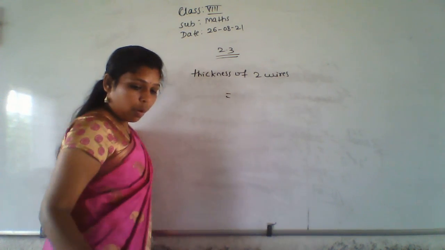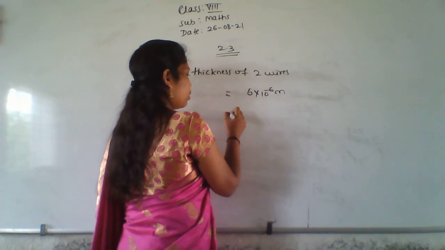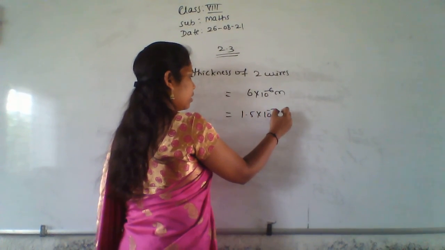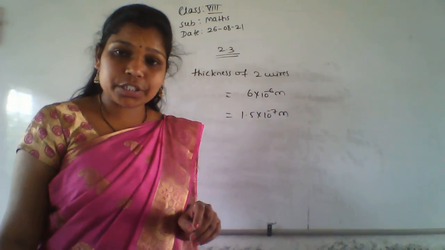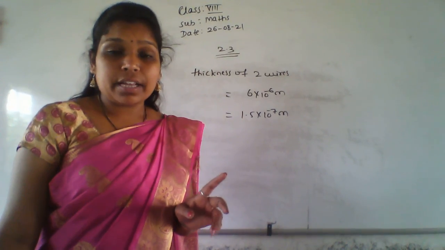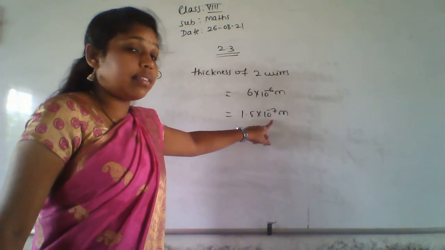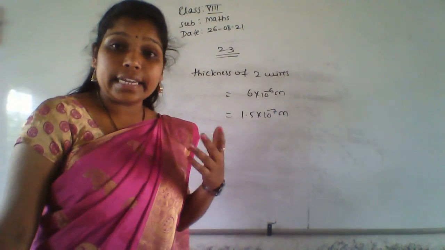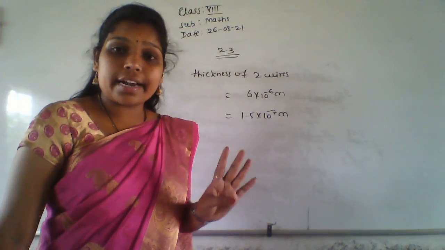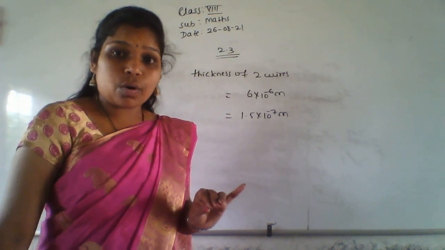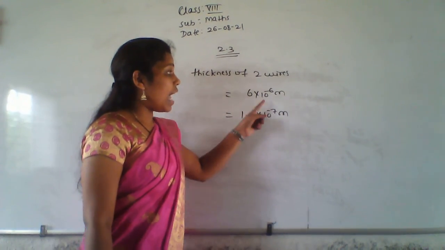That is equal to 6 into 10 to the power minus 6 meter, and the other is 1.5 into 10 to the power minus 7 meter. Okay. Whenever you are doing multiplication, division, addition or subtraction, the power must be the same. So first convert the powers to be the same. After that do any operation. Otherwise we can't do any mathematical operation, be it addition, subtraction, multiplication or division. Whatever the operation, first our duty is to convert the power to the same.